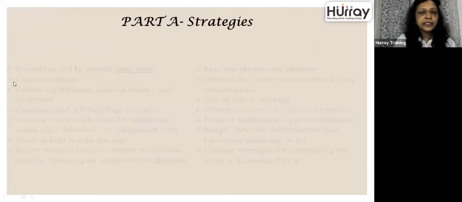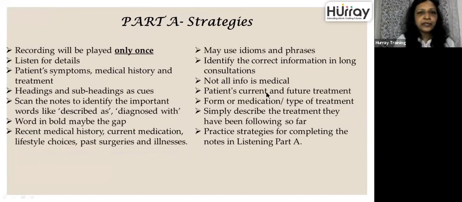Now let's look at some strategies for Part A. As I have told you, the recording will be played only once, and you listen for details here. Listen to the details of the patient's case history, past medical history, symptoms, treatment done, present treatment. It could be about current medication, past surgeries and illnesses they've undergone, their lifestyle choices, whether they're married or living with children or with their spouse. Sometimes their profession is given. They may be a taxi driver or an accountant or a nurse or whatever their profession is. So they give all these details. You have to look for details in Part A.